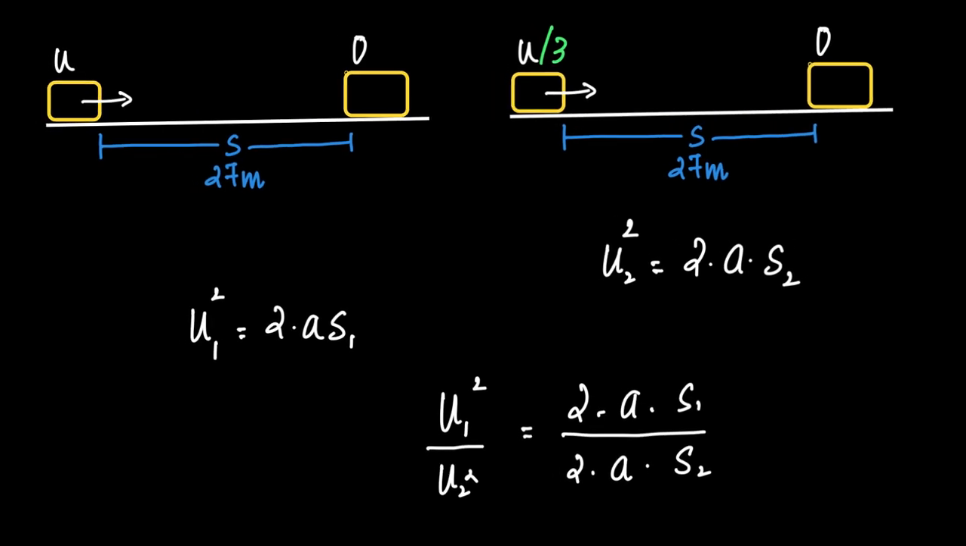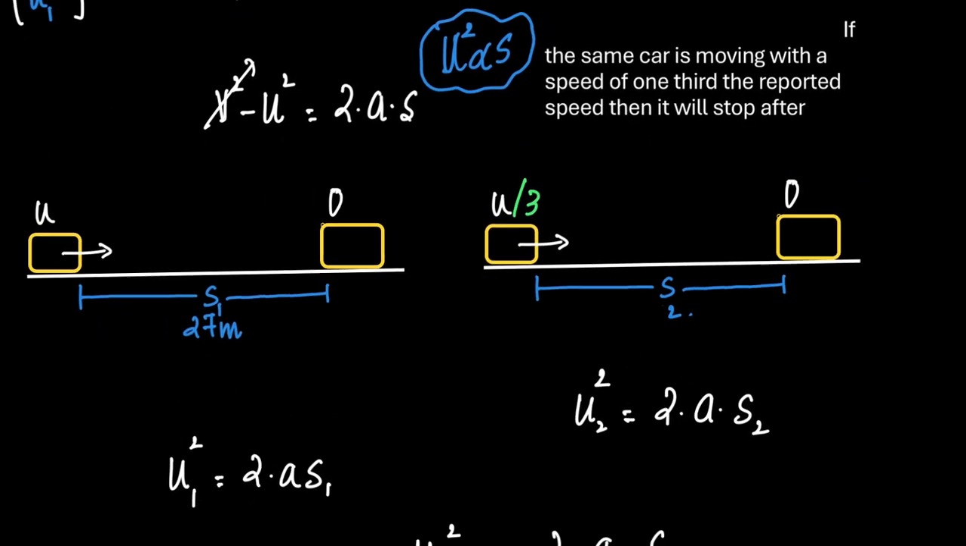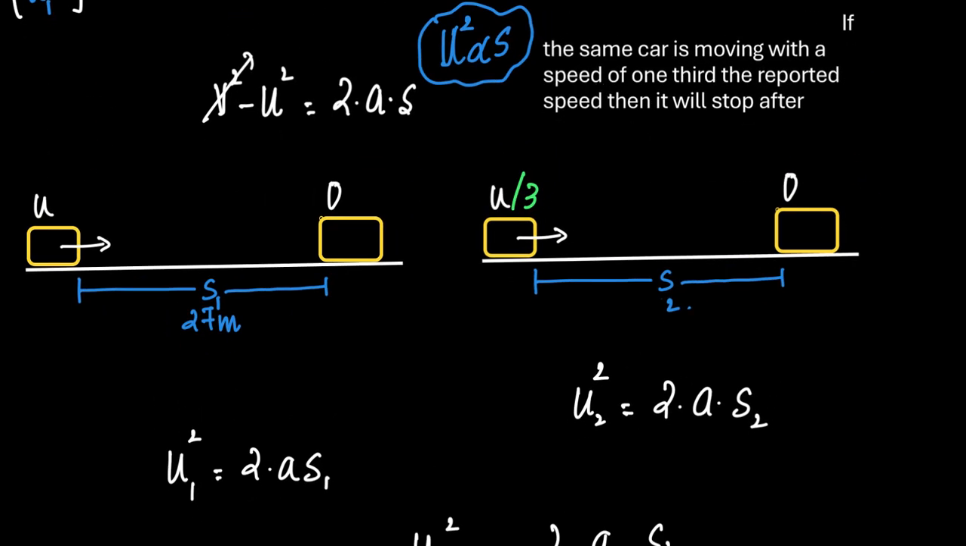The first condition where s1 is 27 meter and the corresponding initial velocity is u. Final velocity is 0 because the object is coming to rest here. The second condition also, we have initial velocity as u by 3 and final velocity as 0. Now why u by 3? Because it is given in the question that the car is moving with a speed of 1/3. So it is initially u, now it's u by 3.